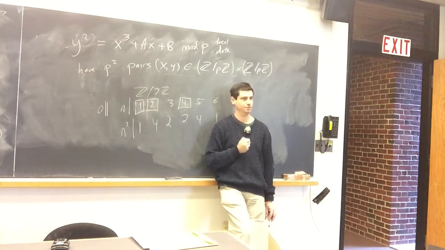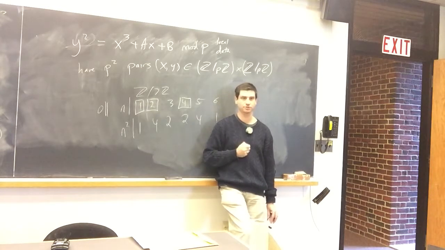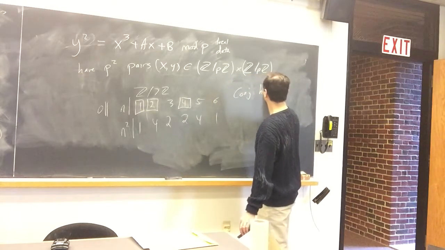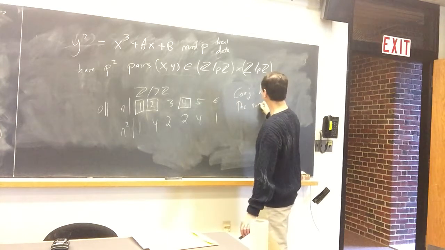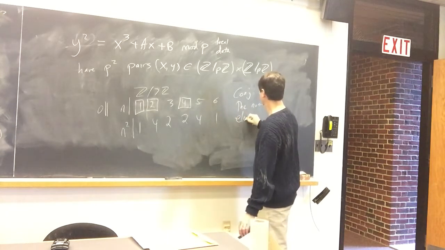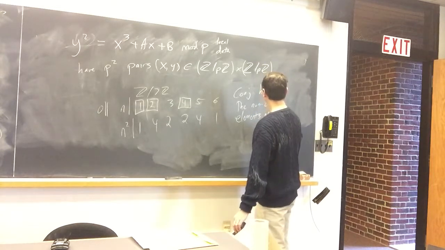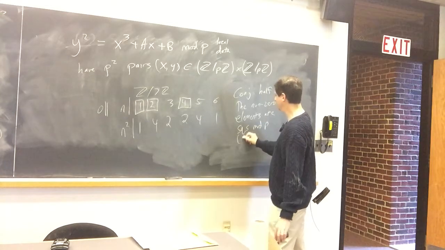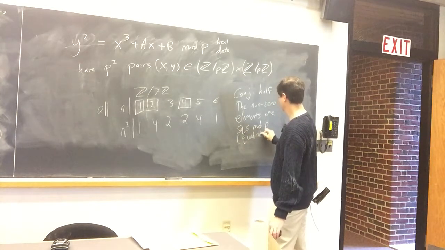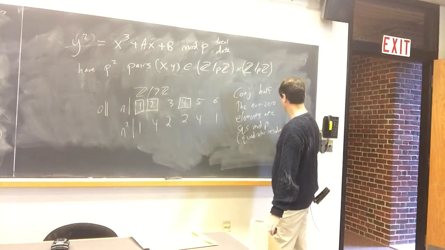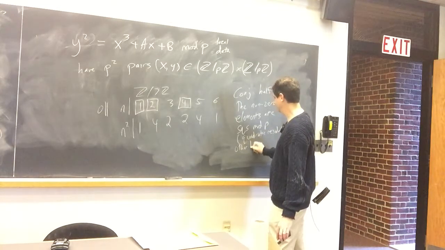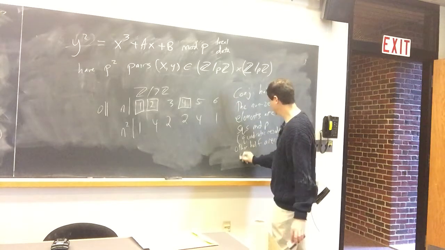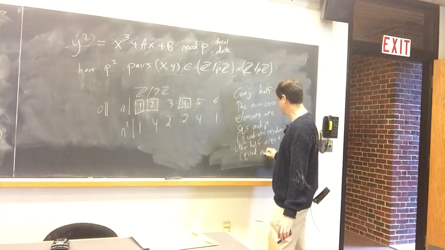Can we prove this? This seems like a nice conjecture. So, conjecture: half the non-zero elements are squares, mod p. We call these the quadratic residues. The other half aren't, and these we'll call the quadratic non-residues.